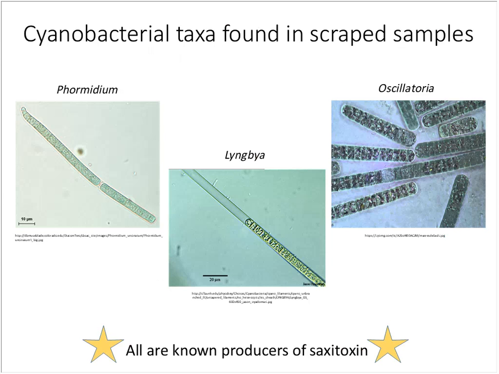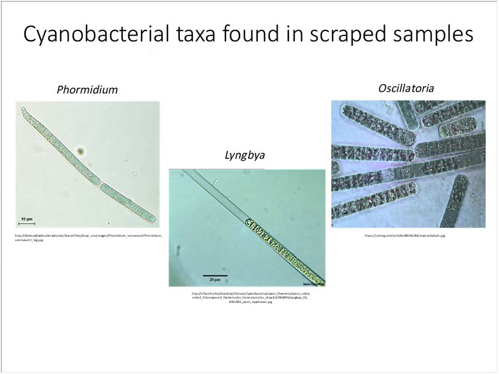After we did all that, we took our scraped algae and put it under the microscope to look for cyanobacteria, and we ended up finding 3 different types: Phormidium, Lyngbya, and Oscillatoria. I wish I had pictures from the actual microscope, those are really hard to take, so these are better examples. But the interesting thing is that all these are known producers of saxitoxin, so it's going to be interesting to see whether or not the cyanobacteria we actually grew will be producing the toxin as well, which I think we're going to find out maybe next week.